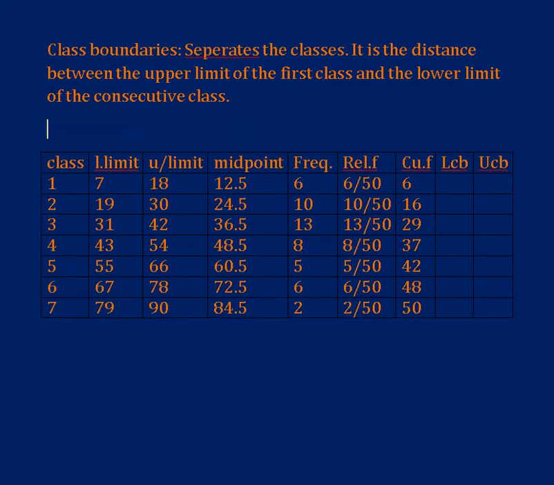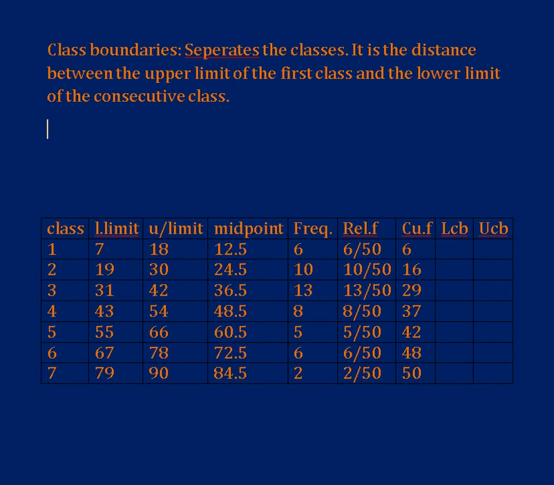Once we have that, let's first find the class boundary for this distribution. Class boundary here will be what? We defined a class boundary as the distance between the upper limit of the first class and the lower limit of the next class. The upper limit of the first class is 18. The lower limit of the next class is 19. So the distance between them will be 19 minus 18, and the answer will be 1.